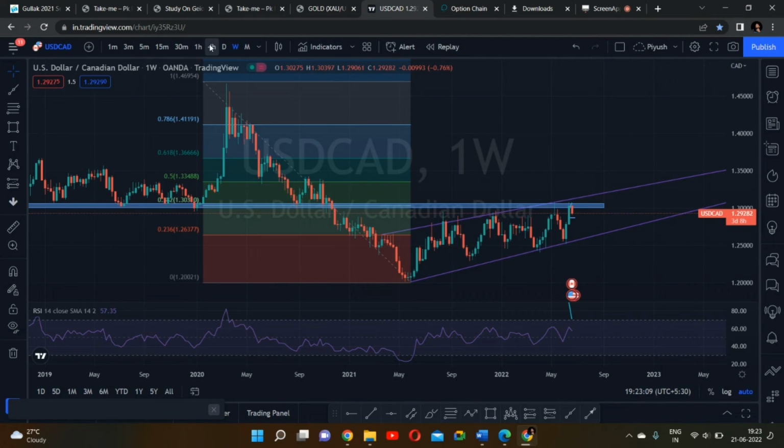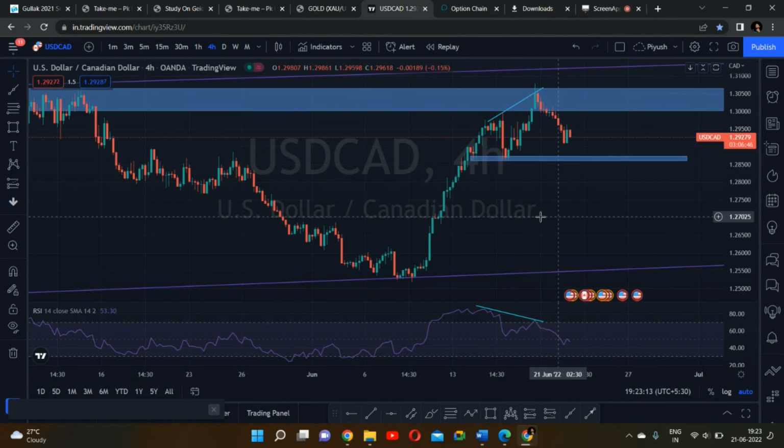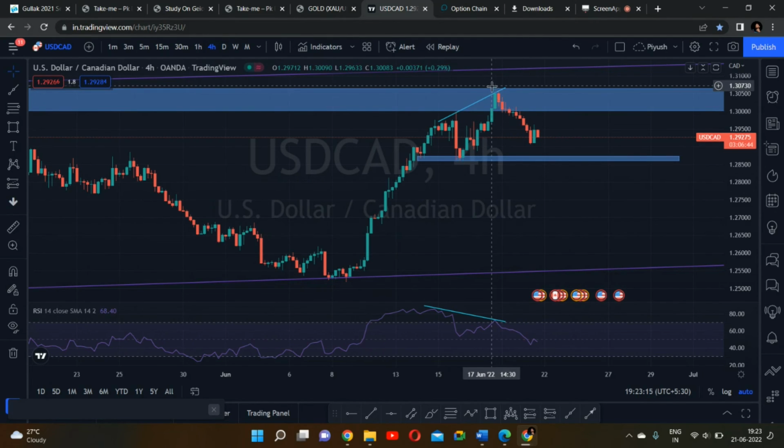First is going to be on the lower time frame. Look, on 4 hour time frame, what we can see is that it has taken a good resistance over here and it is coming down. Also, there is a bearish divergence on 4 hour time frame. So what we are going to do, we will wait for this breakdown, that is the 1.285 level breakdown, and once this level is taken out, we will initiate our short trade, and we will keep this trend line as our first target.